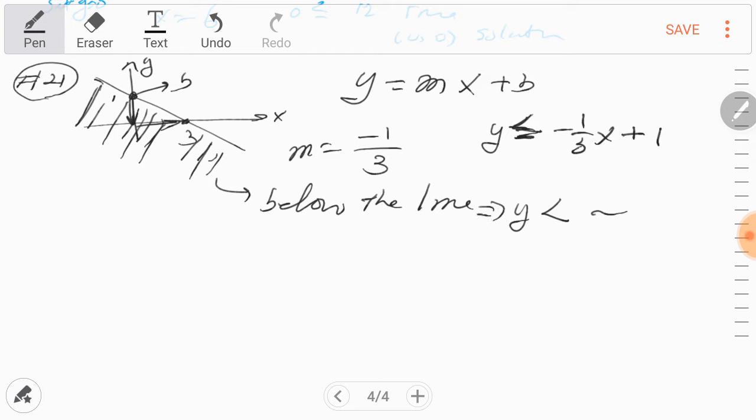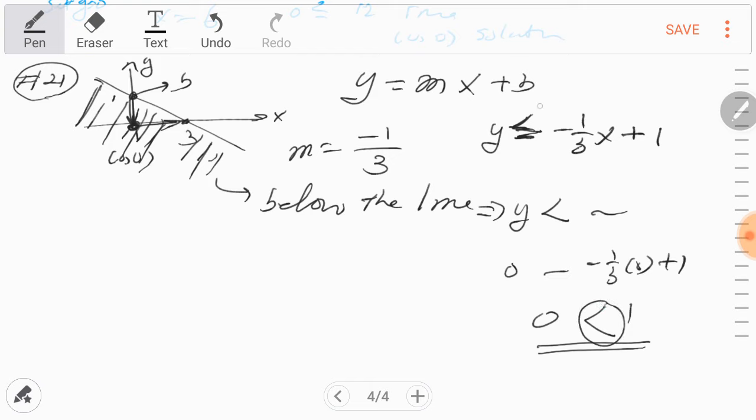Or you can test a point, (0, 0). So 0, x is also 0, plus 1, then 0 is less than 1, right? (0, 0) is a solution, so we have to use less than so that this becomes true. So we use the less than inequality, right? So this is the inequality of this graph.